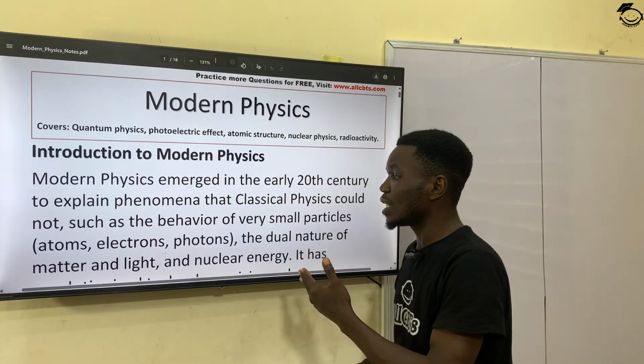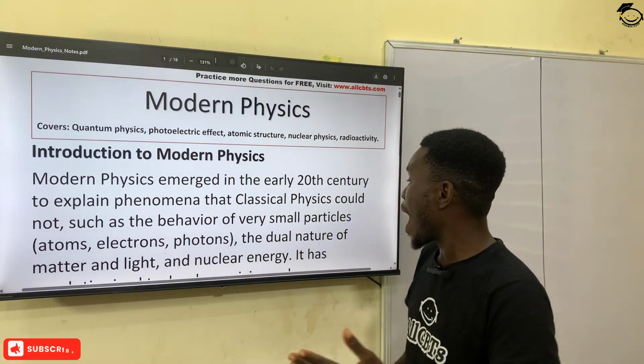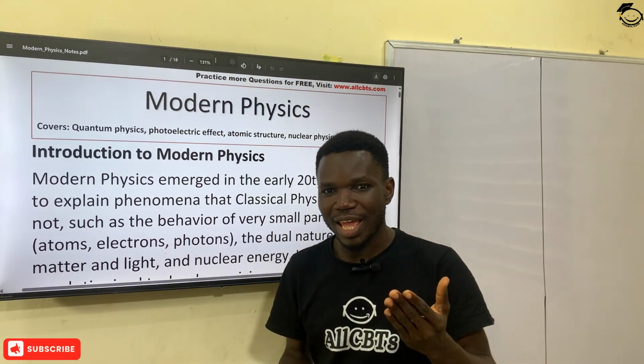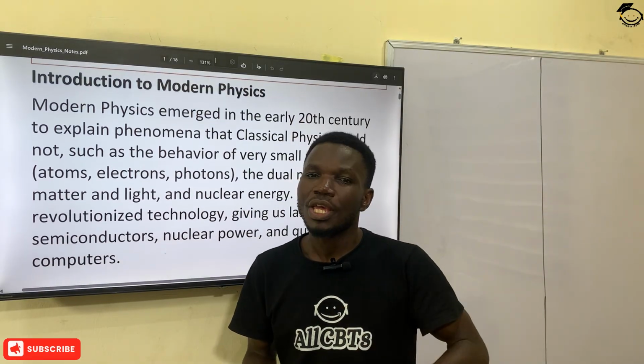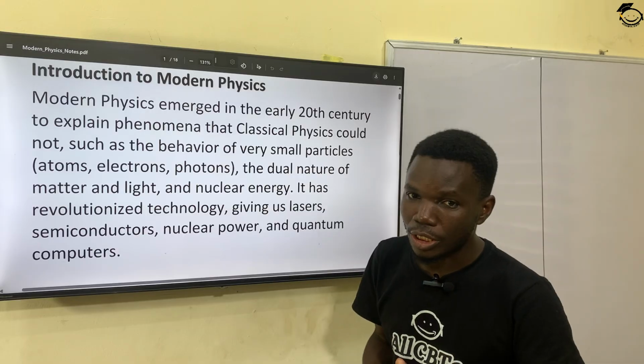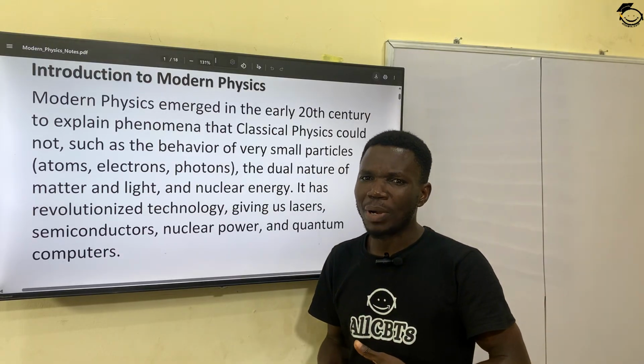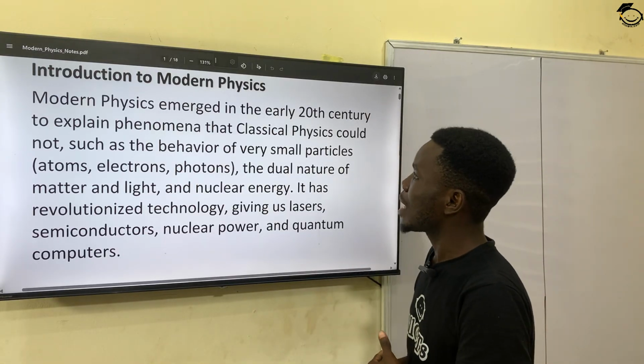And this led to what we call the dual nature of matter and light, where we say that matter can exist as both a wave and also a particle. We're still going to talk about the dual nature of matter as time goes on.